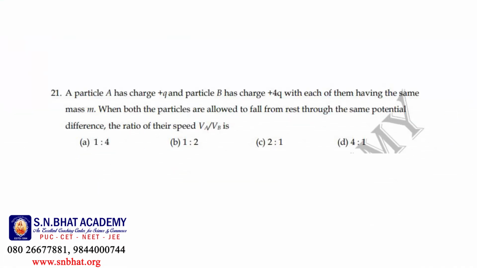Next is the question number 21. A particle A has a charge Q and particle B has a charge plus 4Q, with each of them having the same mass M. When both the particles are allowed to fall from rest through the same potential difference, what is the ratio of the velocities, he says.